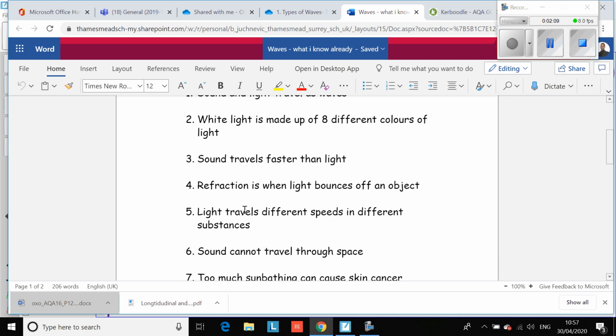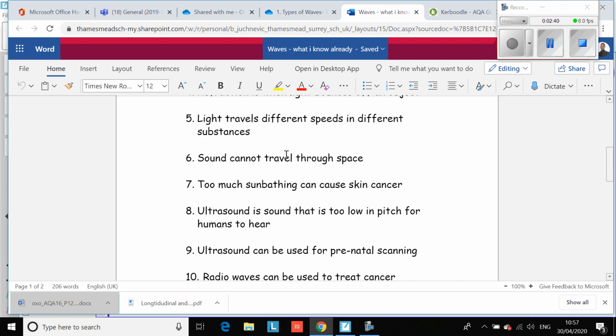Light travels at different speeds in different substances. Now, this is a bit of a strange one because the speed of light is given as c, which is a constant, but it's not actually true. It's constant in a vacuum. However, light does travel at very slightly different speeds through different substances. For example, light will travel at its maximum speed through a vacuum, through nothing, but it will slow down a little through air, slow down a bit more through water, because those materials are denser. Sound cannot travel through space. That is true, because sound requires particles, and there are no particles in space.